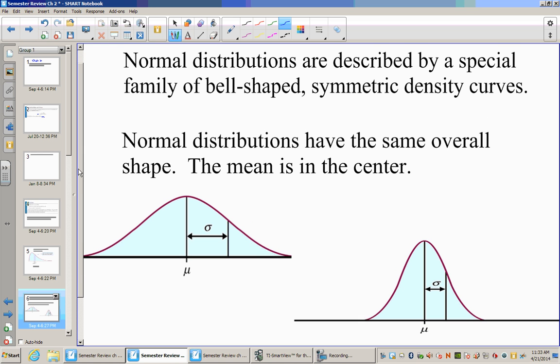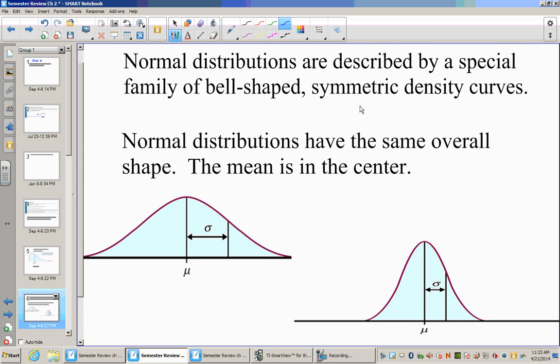Normal distributions are a special type of bell-shaped curves. They're symmetric. They have the same overall shape, and we use the mean as the center. Sigma is the standard deviation. Sometimes they can be pretty wide, sometimes they can be short, and when they're shorter, that means they're going to be taller.